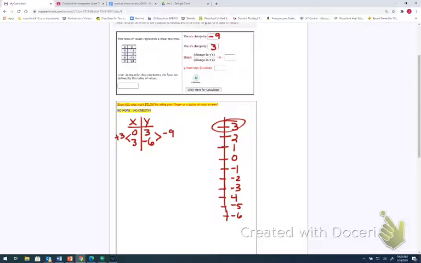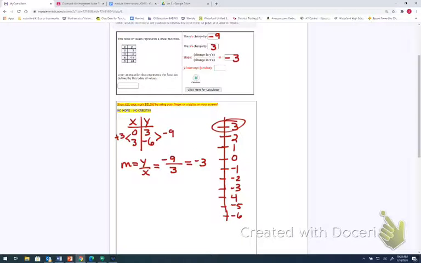Okay, now, if we look at our next box, notice it says the changes in y over the changes in x. So m is the y's over the x's. So the y's went down by 9, and the x's went up by 3. Negative 9 divided by 3 is negative 3. So our m is negative 3.